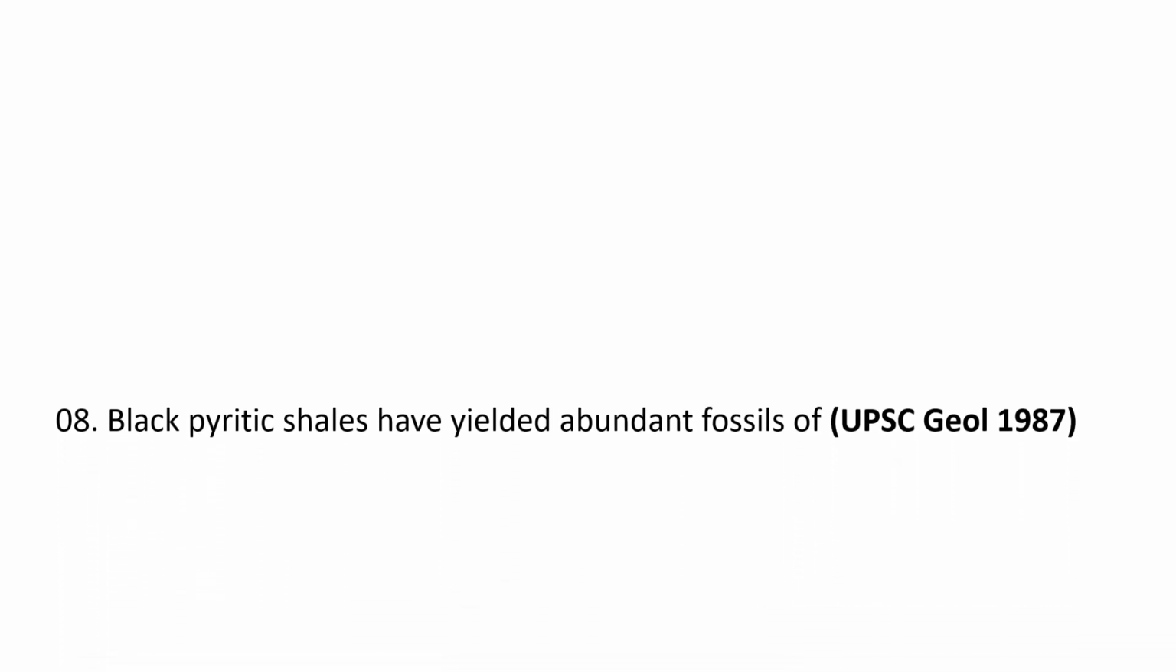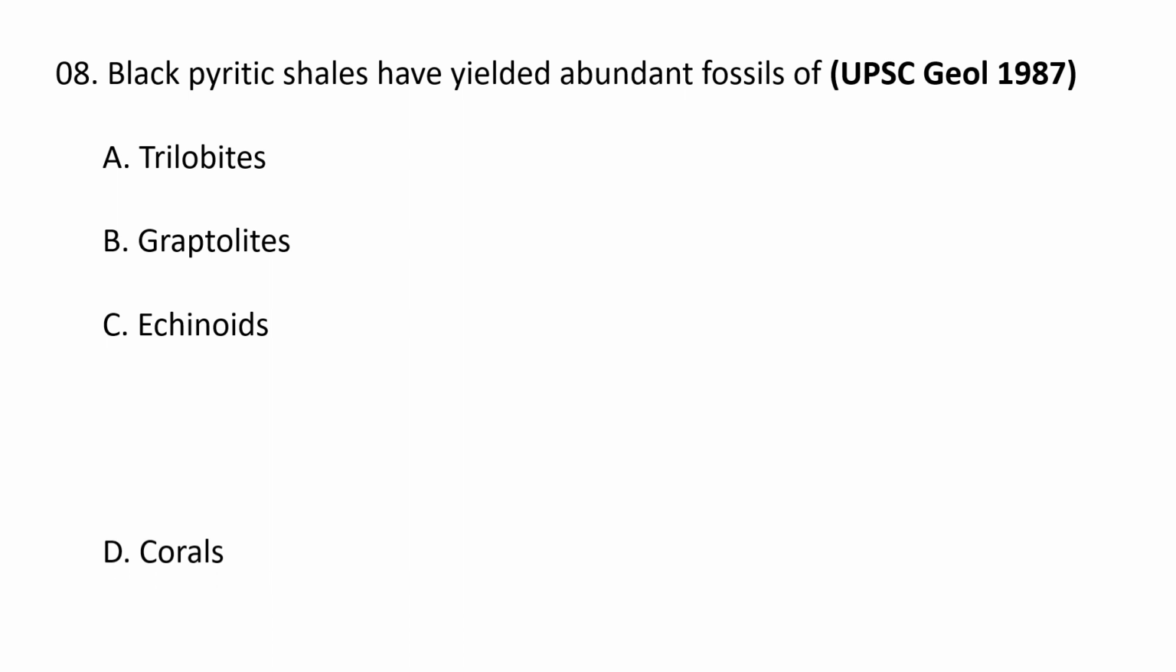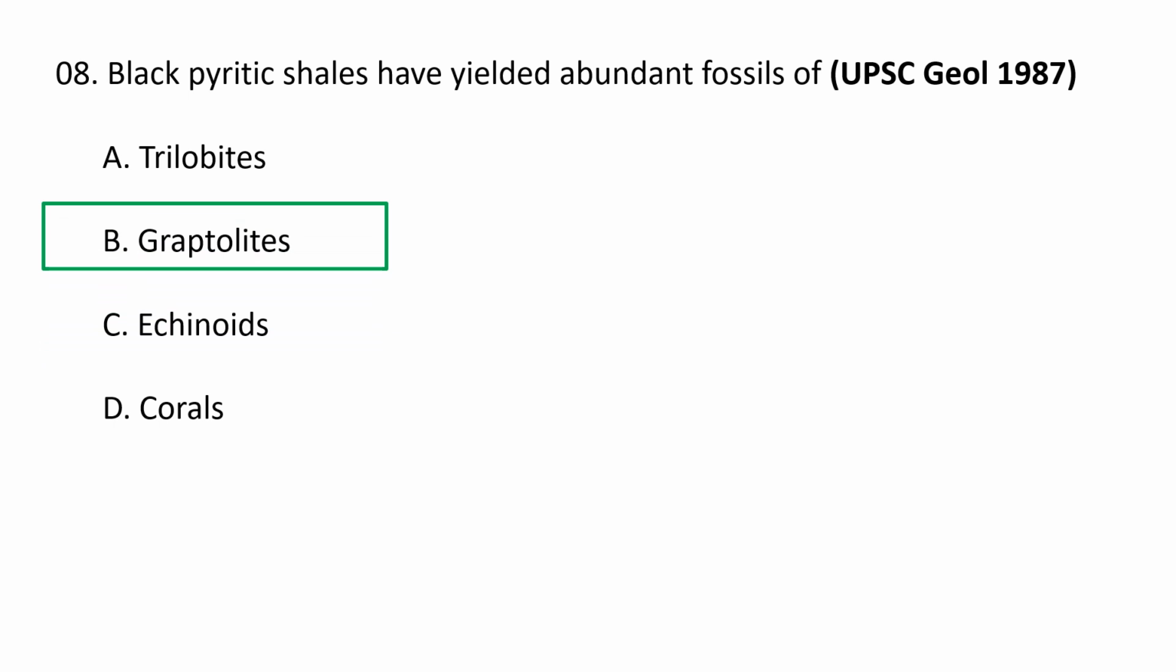Next question. Black pyritic shales have yielded abundant fossils of A. Trilobites, B. Graptolites, C. Echinoids, D. Corals. These black pyritic shales have yielded abundant fossils of graptolites. Graptolites are common fossils and have a worldwide distribution. They are most commonly found in shales and mudrocks.